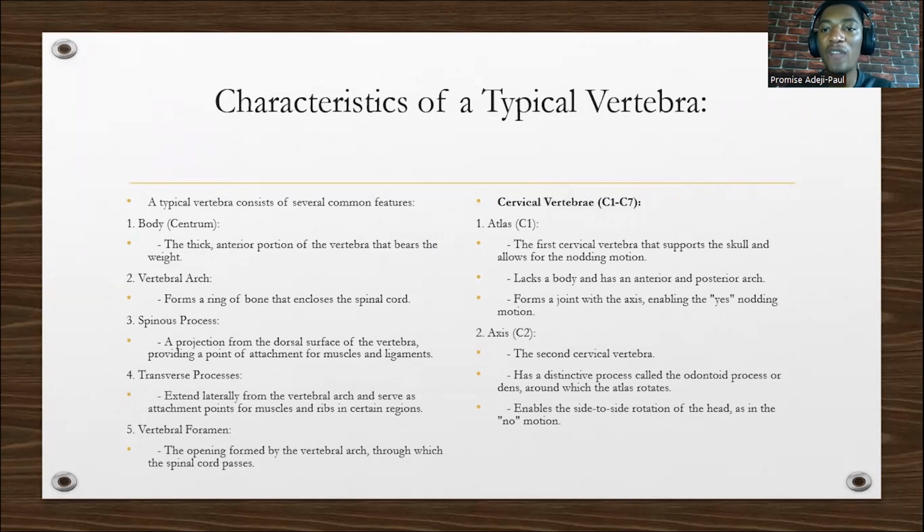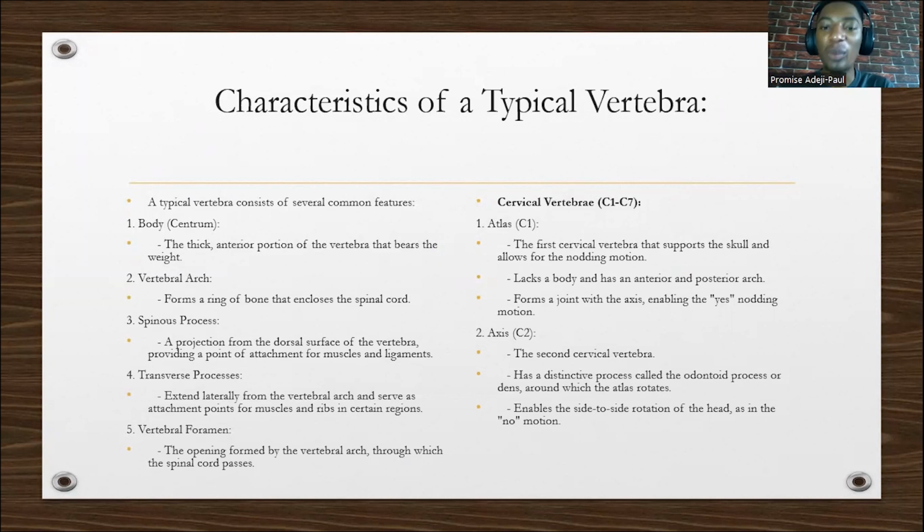So we have different vertebrae. We have cervical vertebrae. Once you see the name cervical, that's to do with the neck. So we have C1 to C7. And there are some specialized parts of those vertebrae that we have to talk about. First of all, the atlas, which is the C1. The first cervical vertebra is called atlas, C1. It's the one that supports your head. The first cervical vertebra supports the skull and allows for the nodding position.